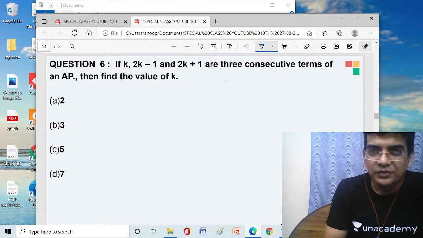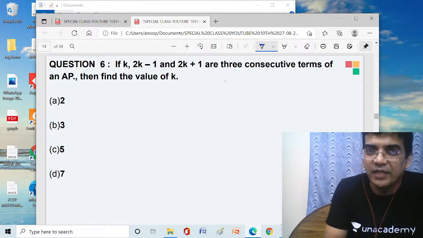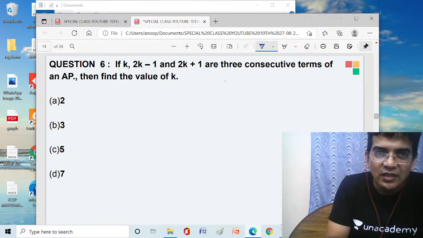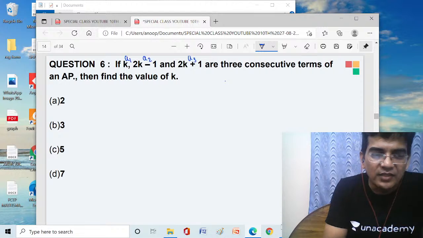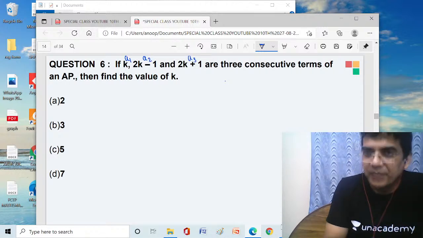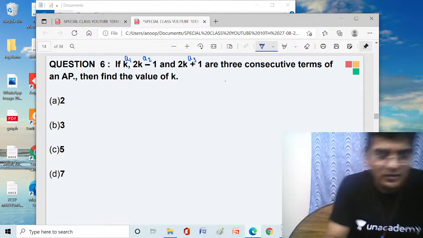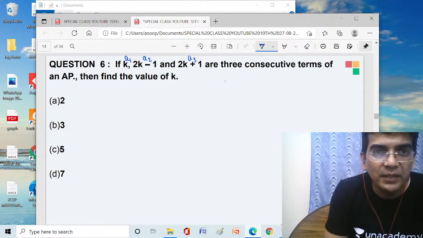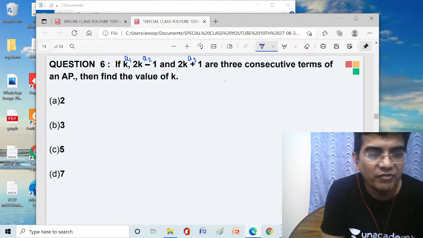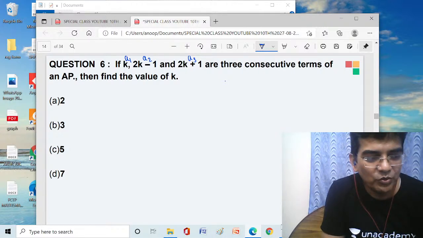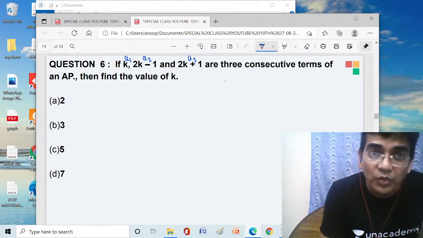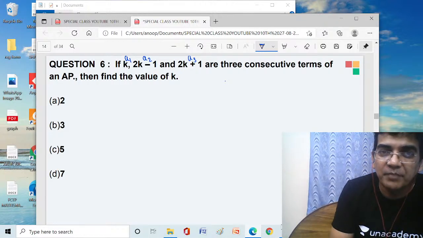These are the three consecutive terms of an AP. So what we can do, I can mark this as A1, the first term. This I can mark as the second term A2, and this the third term A3. So I have got the three consecutive terms of an AP. Now what will be the relation between these three consecutive terms? Does anybody of you know? You can comment in the chat box if anybody knows the relation between the three terms of an AP.